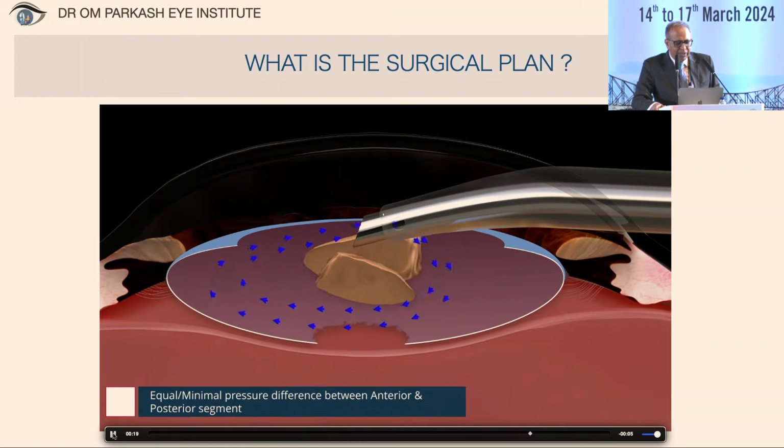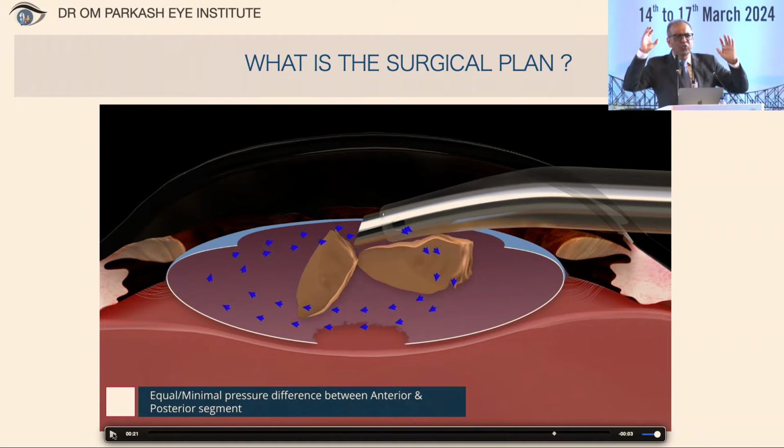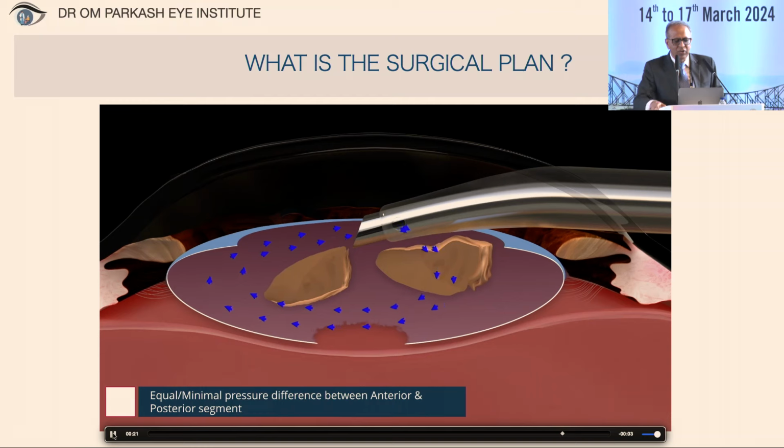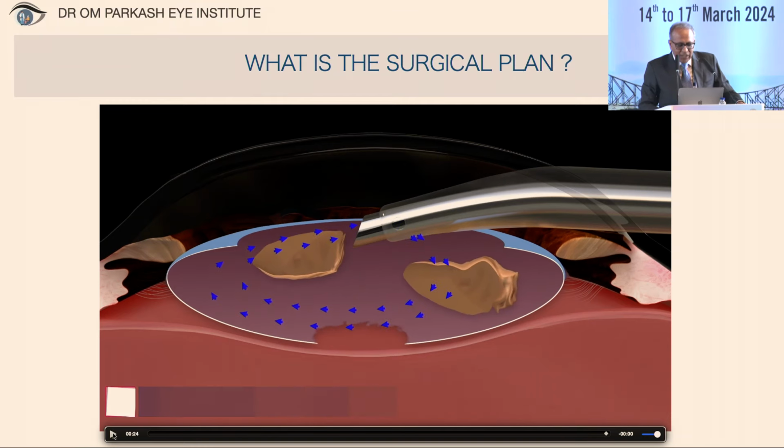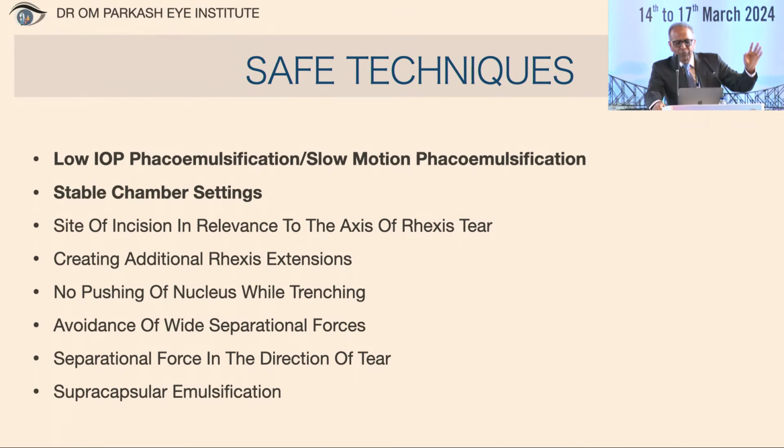And the fourth step, we create a situation that there is minimal pressure difference between the anterior and the posterior segment, subsequent to which the anterior hyaloid phase doesn't continue to be your foe. It becomes your friend, your ally. So that is what the basic concept of the surgical plan is. Low IOP, slow motion phacoemulsification, I've already talked about. With this low fluidics and slow motion phacoemulsification, we are going to have a stable chamber setting.